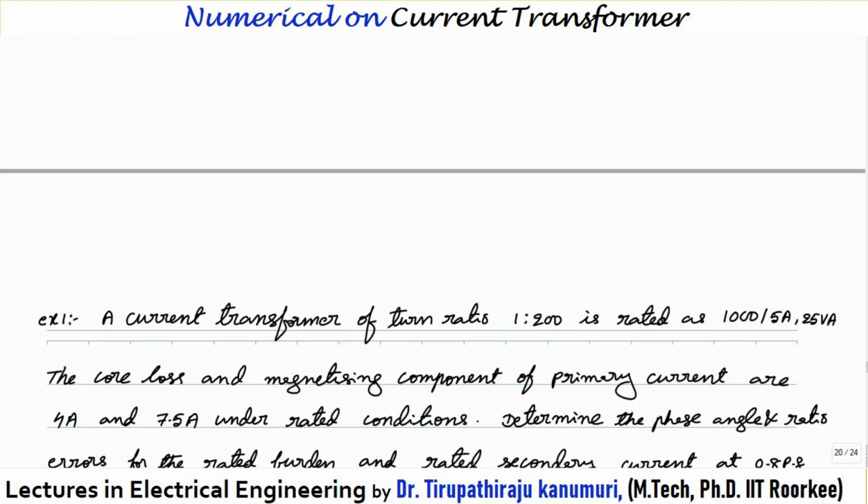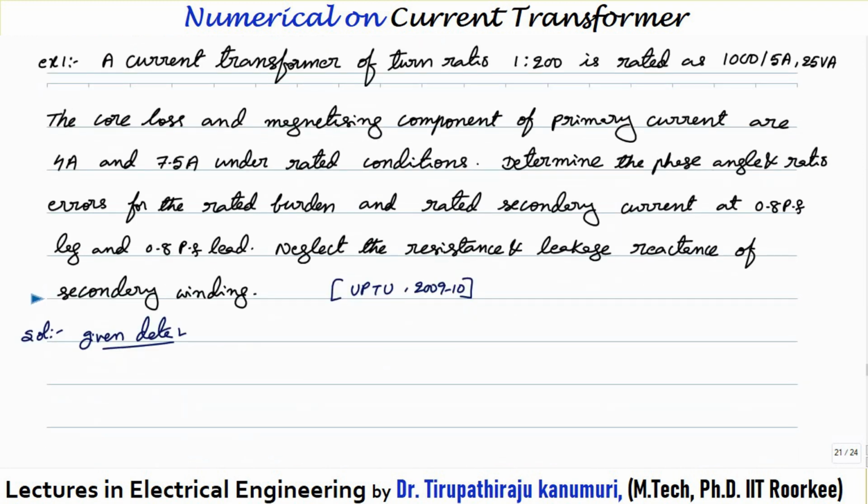Let us take the numerical to understand this concept clearly. It is given a current transformer of turns ratio 1:200. So the turns ratio is given by small n equal to Ns divided by Np, which is 200 by 1, equal to 200. Then it is rated as 1000 by 5 amperes. From this I can calculate the nominal ratio. The nominal ratio, that means primary current divided by secondary current, will be equal to 200.